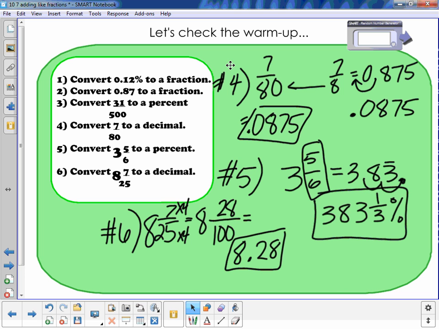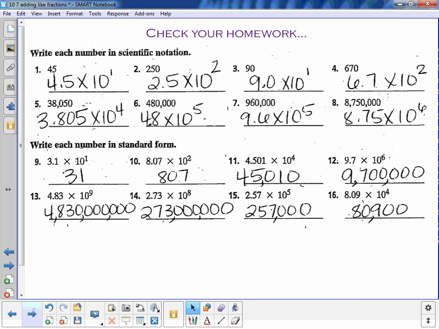We will have a test over this next week, so be studying. This warm-up was just good review for you to keep up your skills. Put your warm-up in your binder, and we're going to check homework. Miss Gray is going to make sure that all of your pencils are put away. Start checking your homework. You're welcome to pause this video at any moment. I'm going to go ahead and skip on through.